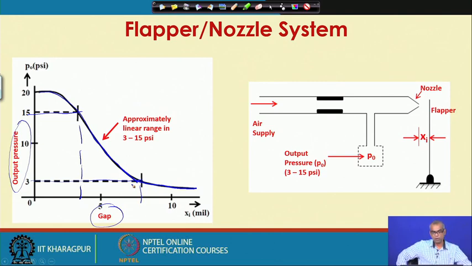So, the response of the flapper nozzle system is approximately linear in the range of 3 to 15 psi pressure. When the output pressure is in the range of 3 to 15 psi, the flapper nozzle system shows a linear relationship between the output pressure and the gap between the flapper and nozzle. So, that is why 3 to 15 psi pressure is used for control systems in industry.